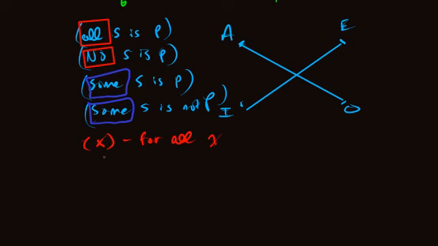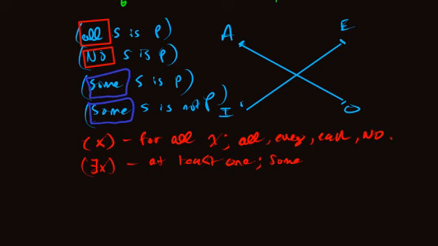For all x. This backwards e here stands for at least one, or the word some. Up here, this could be all, every, each, or no. Negation is just going to be our standard tilde. So don't worry about that at the moment.